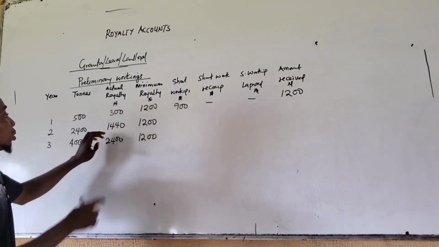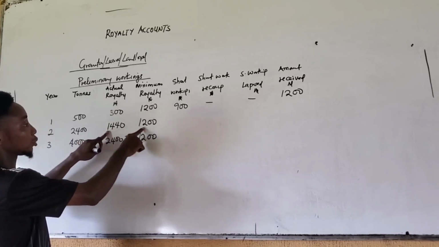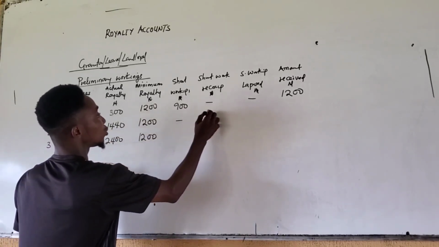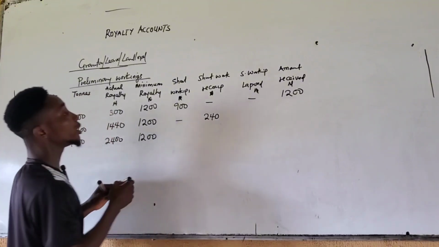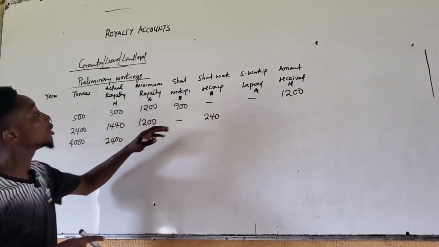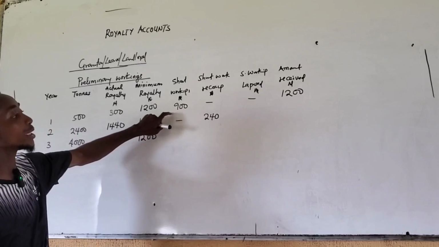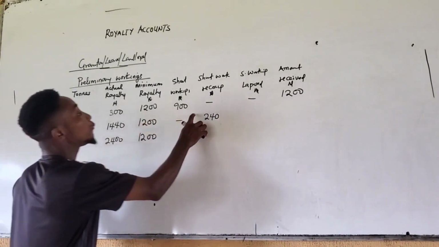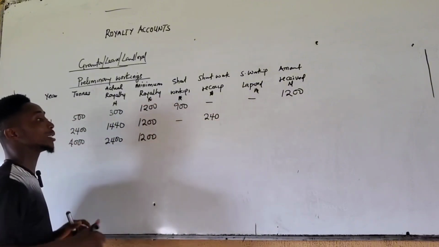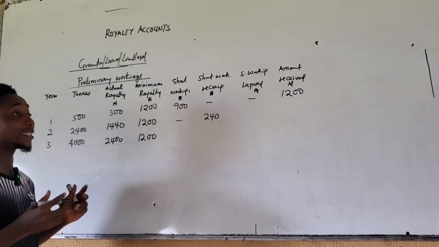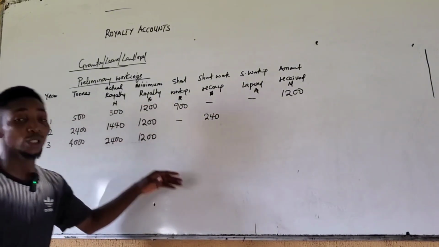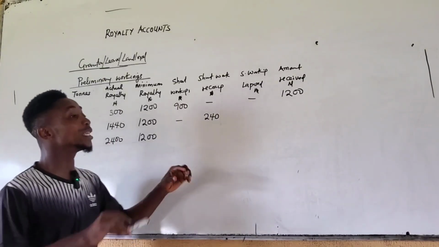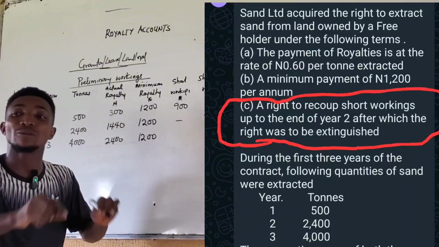In year 2, they now made excess of how much? Excess of 240. So we recovered only 240. So that excess will be used to recover the short workings in year 1 above. So the 240, if we recover 240 from 900, how much is still left? We have 660. So that 660 will be deemed to be lapsed, because we are told that the right to recoup will be extinguished at the end of year 2.